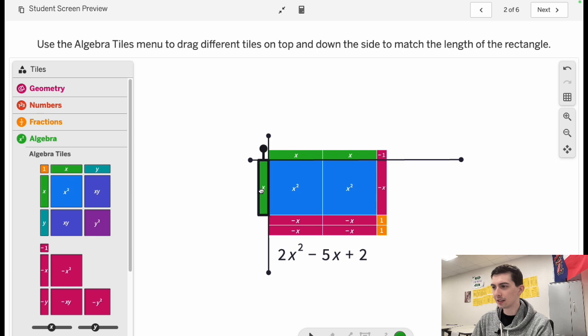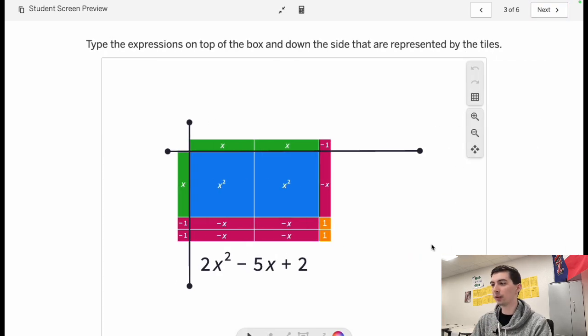Now let's do the same thing down the side. I'm going to take this x here, because that has the same length. And now I've got these negative x's, so I'll bring in this one and this one. Let's negate these as well, make them negative, so that they match up with the negative x's. And so now I've got these two factors matching up with the length of my sides.